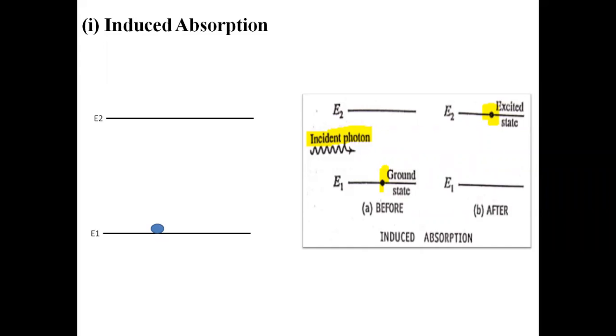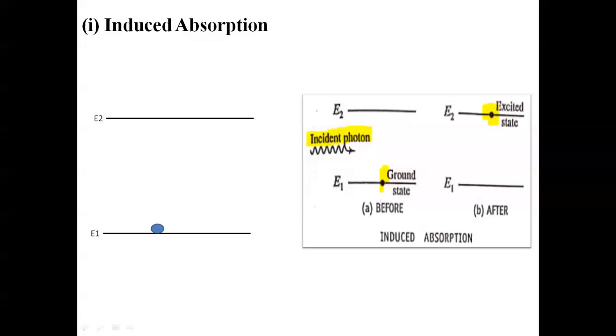Atoms or molecules also are excited to higher energy levels to obtain laser. Therefore, to explain induced absorption, I will start with the atom being in its ground state. The atom is now in the ground state, and as soon as there is an incident photon, this atom absorbs that photon and goes to the excited state.